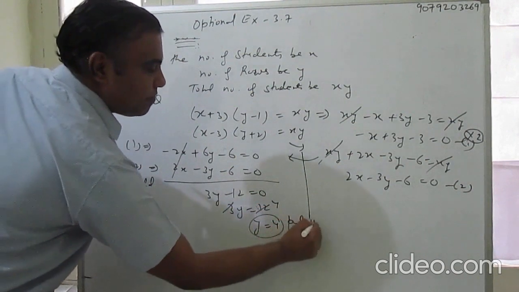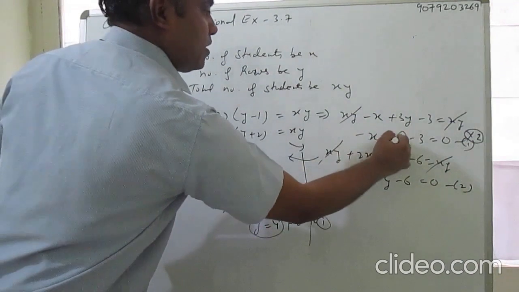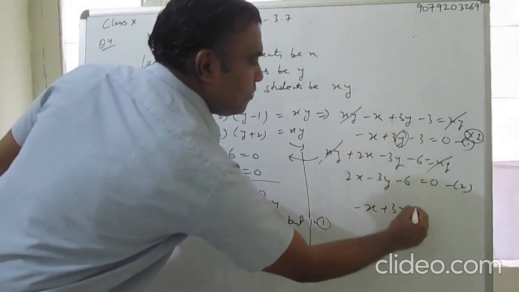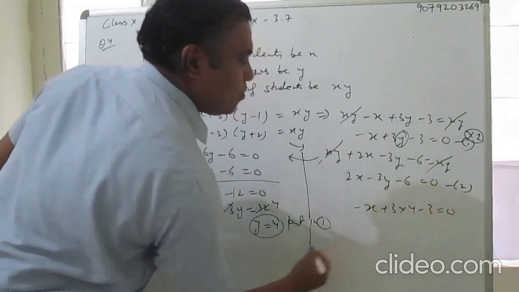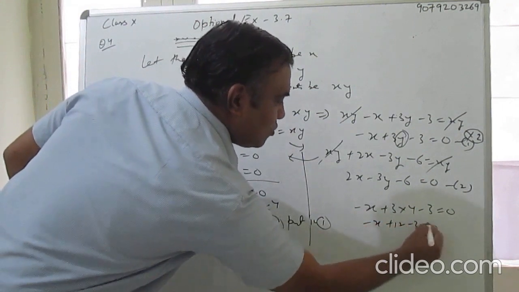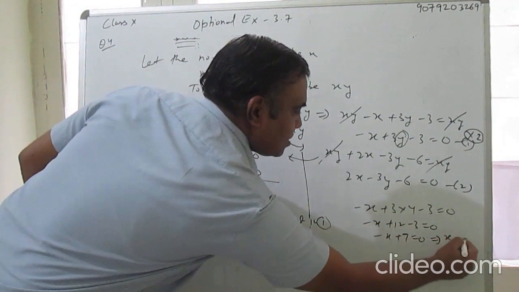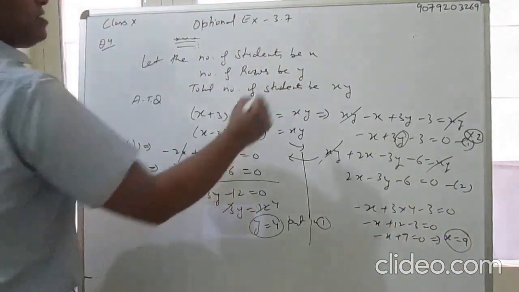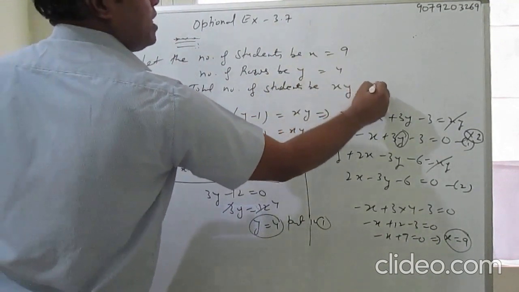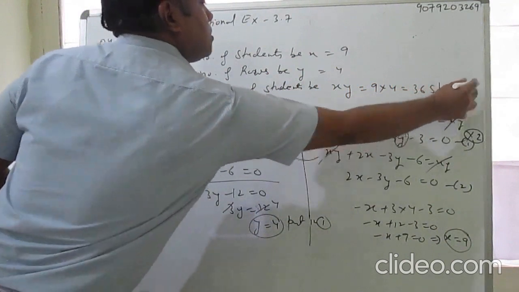Put it in equation 1. Where is 1? Here it is. Put it here, what will you put in place of y? 4. So minus x plus 3 into 4 minus 3 is equal to 0. So you will get minus x plus 12 minus 3 is equal to 0. This is minus x plus 9 is equal to 0, this implies x is equal to 9. So x is equal to 9, number of students 9, number of rows 4. So total is 9 into 4 is equal to 36 students.